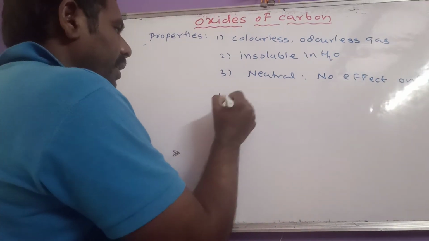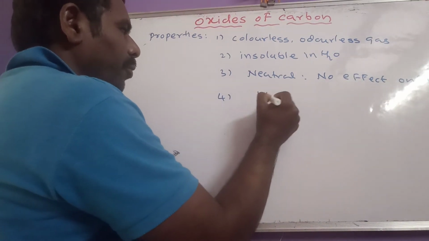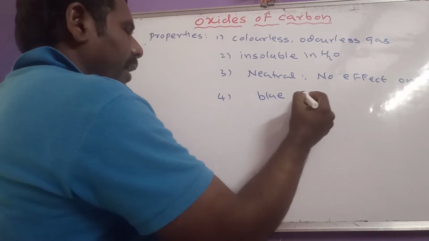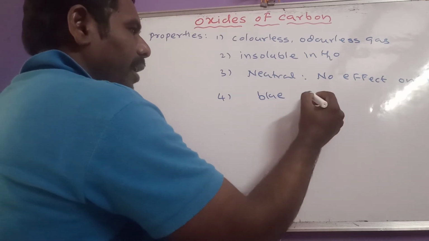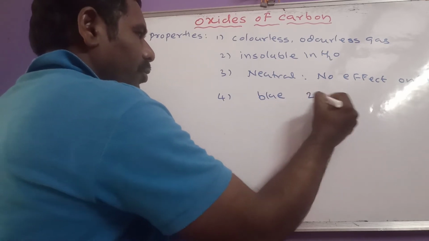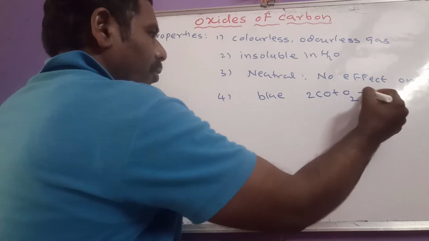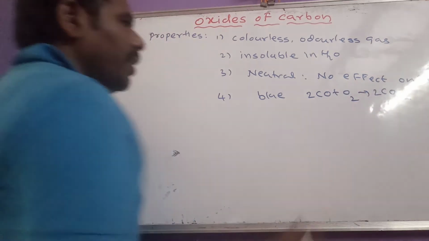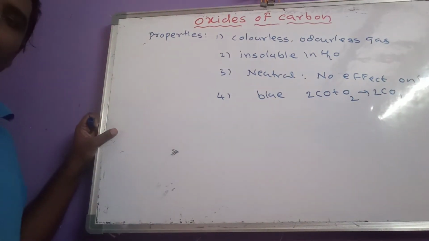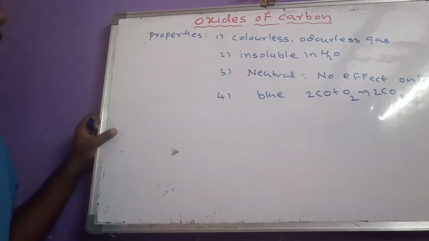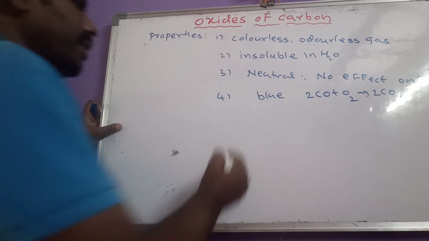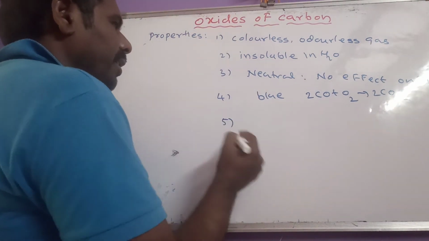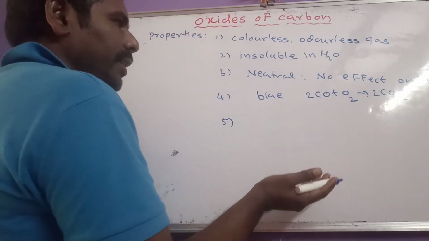Okay, then it burns with a blue flame and produces carbon dioxide. So 2CO plus O2 gives 2CO2. So it burns with a blue flame and produces carbon dioxide gas. Okay, then another one here. This is somewhat poisonous in nature.